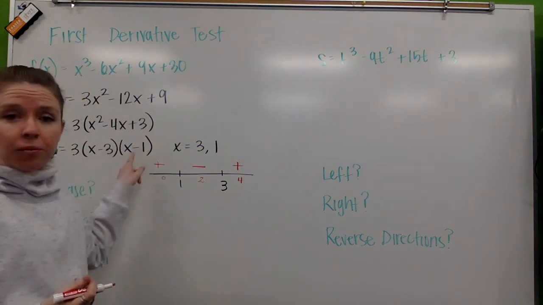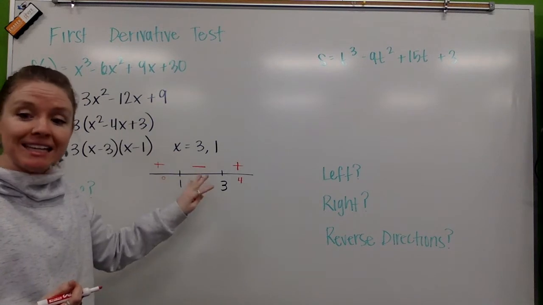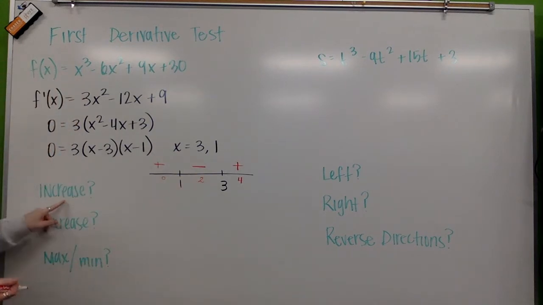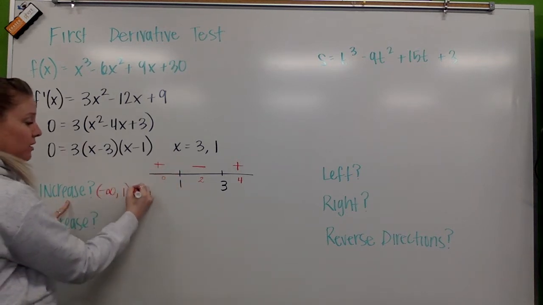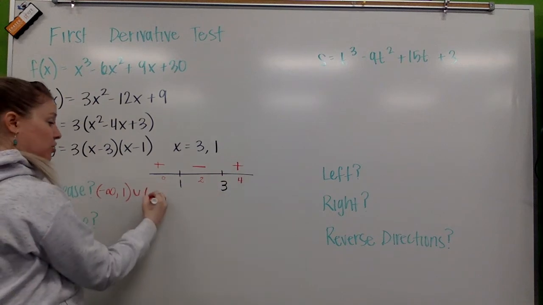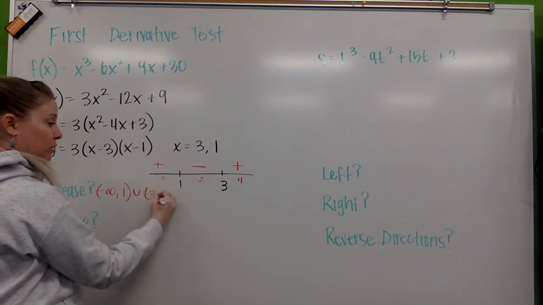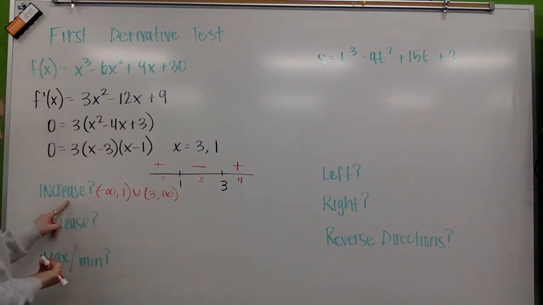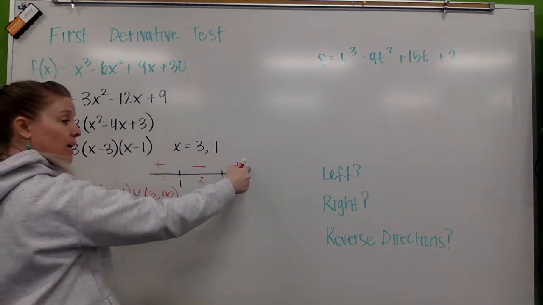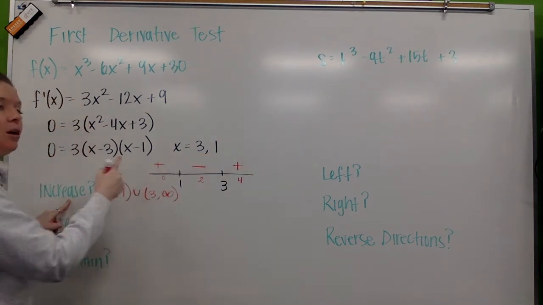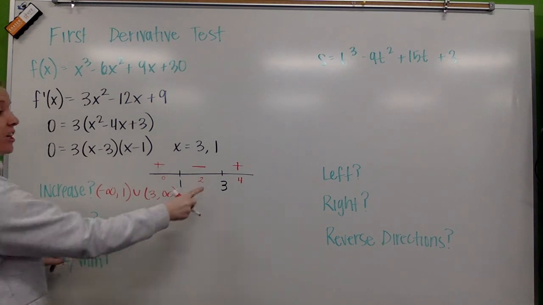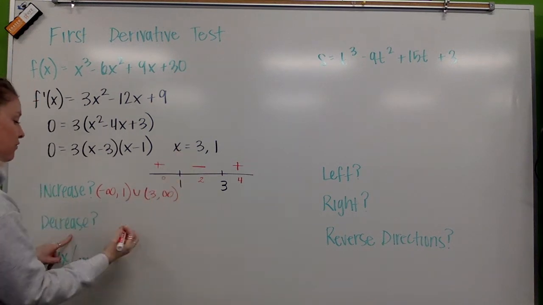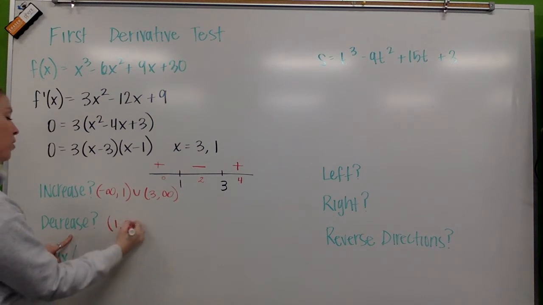So now I'm going to interpret this first derivative test. What is this giving me? Well, I now know where my function is increasing. It's going to increase from negative infinity to 1, and it's going to increase from 3 to infinity. That's where my function is increasing because the derivative is positive. My function is decreasing when my derivative is negative, so we're going to decrease from 1 to 3.